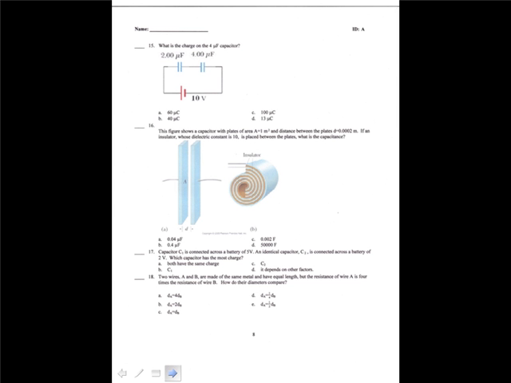Alright, what is the charge on the 4 microfarad capacitor? You need to remember this rule, that capacitors in series have the same charge. So the charge on the 2 and the 4 microfarad capacitors are the same. Likewise, the charge on the equivalent capacitor that's made up of the 2 and 4 is the same as the charge on the 2 and 4.